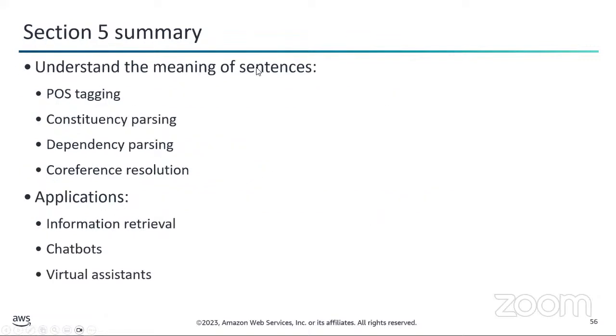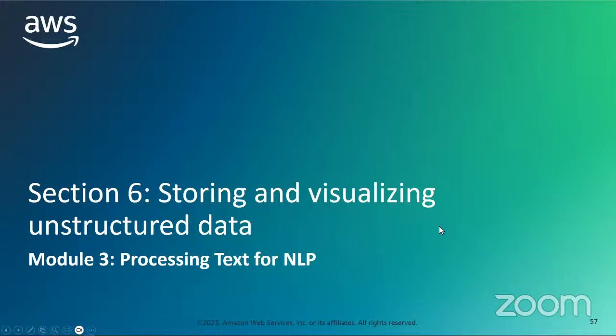So this understanding the meaning of sentences, this part of speech tagging, constituency parsing, dependency parsing, co-reference resolution. These are what you need for applications like information retrieval from the text, chatbots, virtual assistants, and so on and so forth. Then once you have this parsing, then you store and visualize this unstructured text. That is another thing you need to do actually.